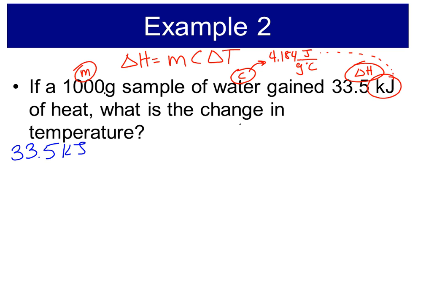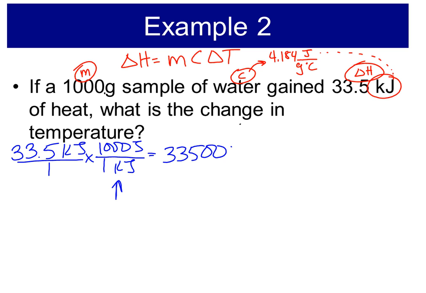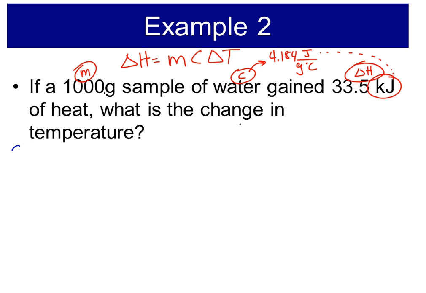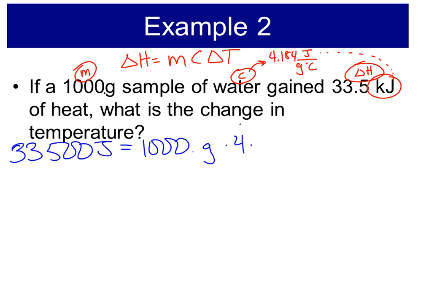33.5 kilojoules over 1. And then I'm going to have 1 kilojoule is equal to 1,000 joules. Sig figs, remember, this conversion factor right here does not play a part in sig figs. So my final answer here is 33,500 joules. Which I'm going to take that value: 33,500 joules equals MC delta T, mass, which is 1,000 grams, times 4.184 joules per gram degrees Celsius times change in temperature, which will be in degrees Celsius.